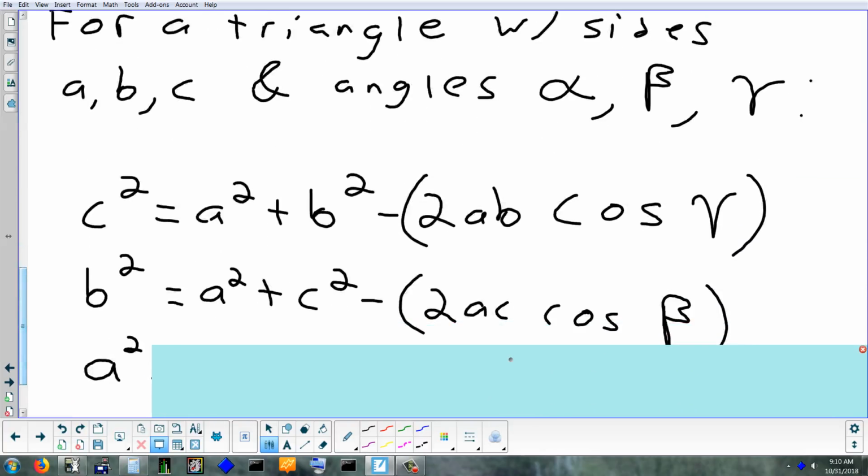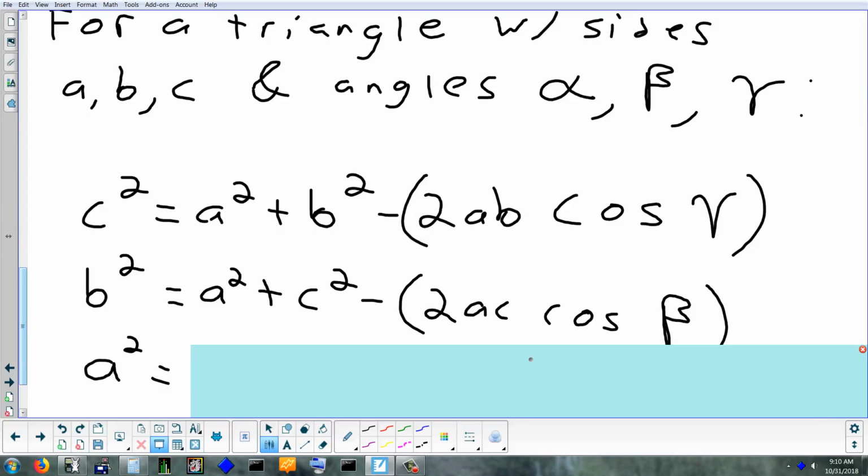All right, I'm just writing this. I mean, I could write this 100 different ways. Instead of using the letters A, B, and C, I could use X, Y, and Z. And then I could say X squared equals Y squared plus Z squared minus 2YZ. So I'm just showing you the different ways you can write it. But hopefully after 3, you kind of get the general idea.